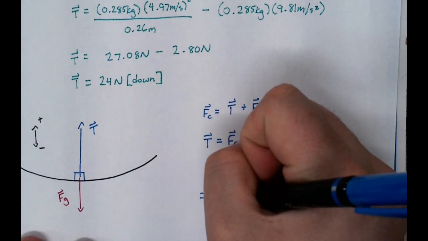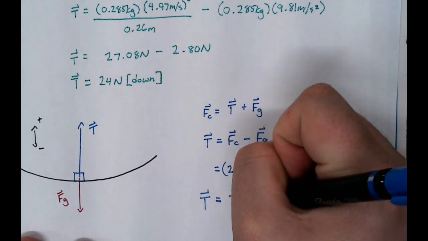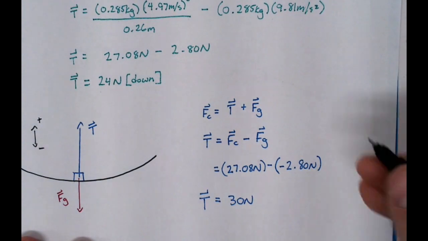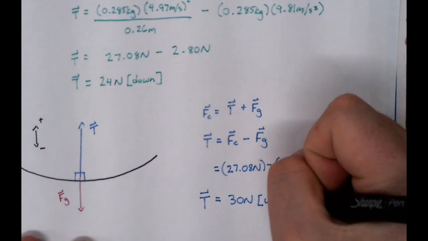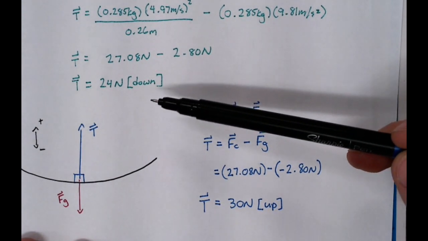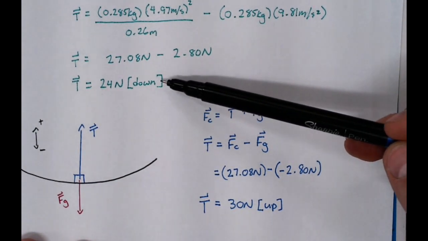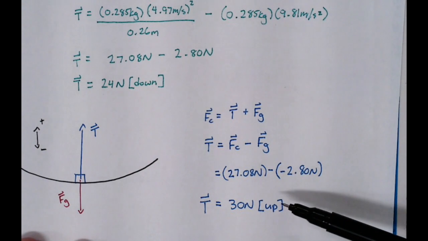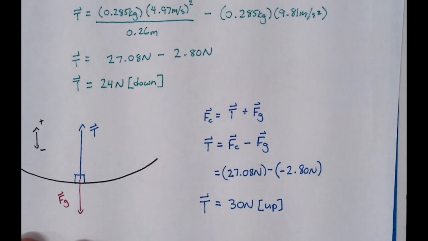When you solve, your tension is going to be 30 newtons, and your answer is positive, so it's going to act up. So when you're at the top of the circle, you're going to have a tension of 24 newtons down. When you're at the bottom of the circle, you're going to have a tension of 30 newtons up.